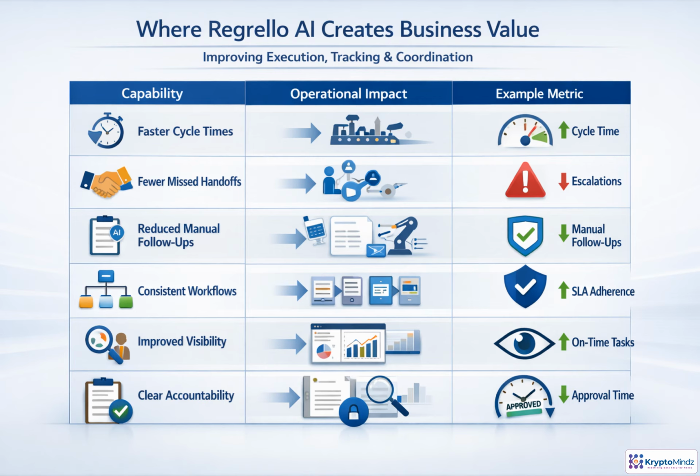Regrello AI creates value when it improves the operating metrics teams already care about. Clear routing reduces waiting, so cycle times shrink. Structured ownership and notifications reduce missed handoffs and escalations. AI summaries and reminders cut manual follow-up. Repeatable workflows improve consistency and SLA adherence. Visibility gives managers and stakeholders a shared view of progress. Auditability makes accountability easier to enforce. The key is not to automate everything at once. Start with processes that are high volume, recurring, cross-functional, or delay-prone, where better coordination can quickly become measurable business impact.